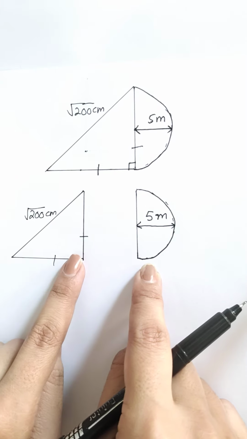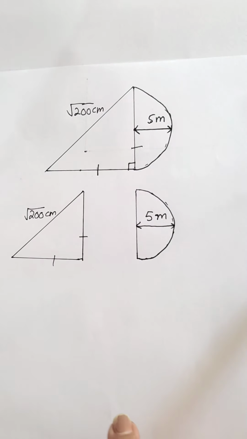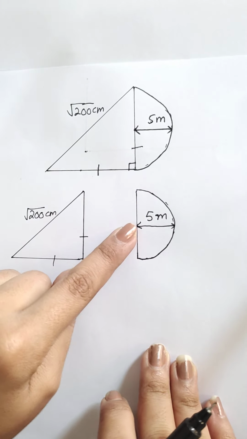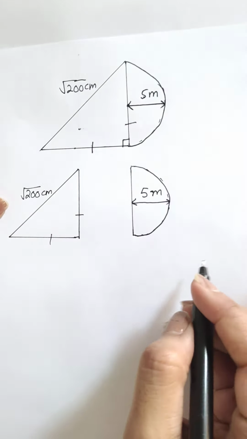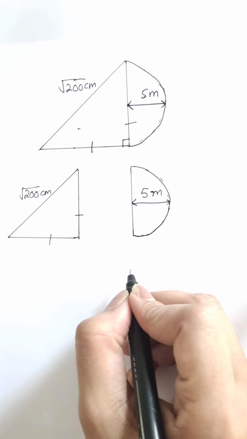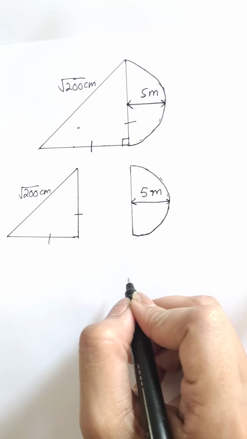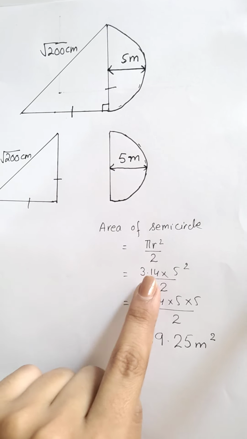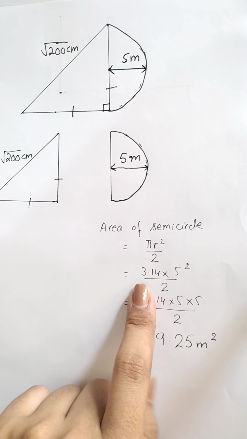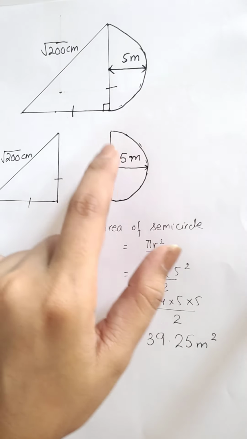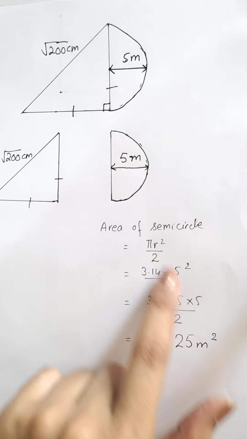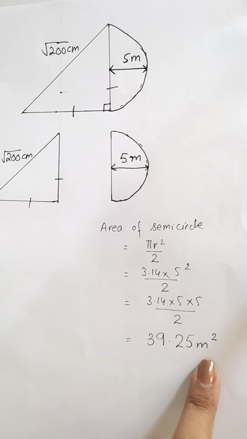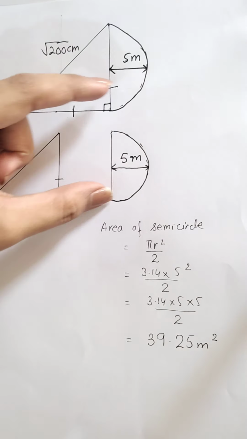So first I will start from the semicircle, and you know that the radius is 5 meter. The formula for the area of a semicircle is pi r square divided by 2. The value of pi is 3.14. The value of r, the radius, is 5 meter, and after simplification you will get the answer 39.25 meter square, and this is the area of the semicircle.